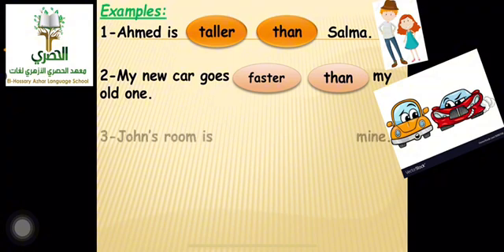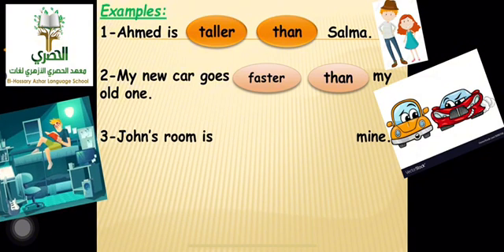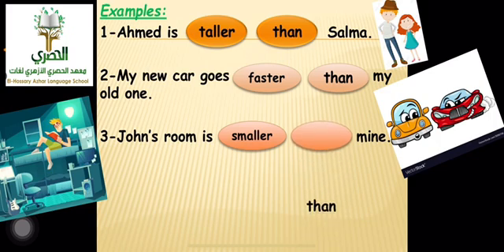Number 3. John's room is space mine. We have John's room and we have mine. So we have two objects. John's room is smaller. Excellent, Primary 3. Smaller than mine.